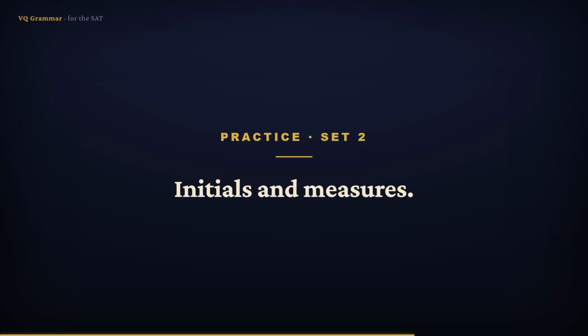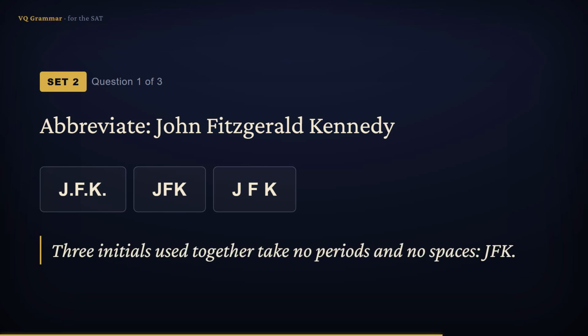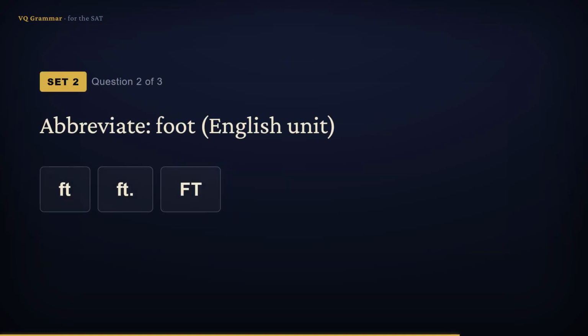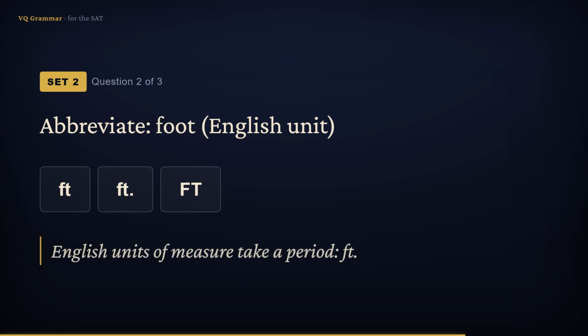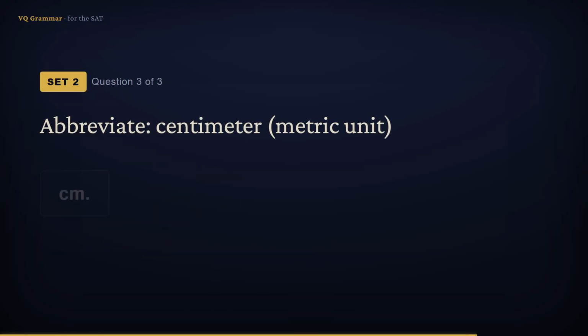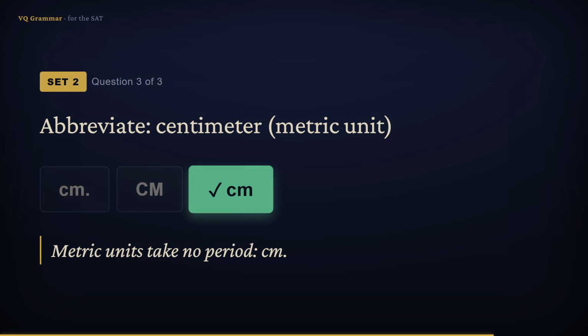Three more, on initials and units. Follow the rules for three-initial names and for English versus metric measures. Pause and try each. Abbreviate John Fitzgerald Kennedy. Three initials used together take no periods and no spaces, so the answer is JFK. Abbreviate foot, the English unit. English units of measure take a period, so the answer is ft. Abbreviate centimeter, the metric unit. Metric units take no period, so the answer is cm.